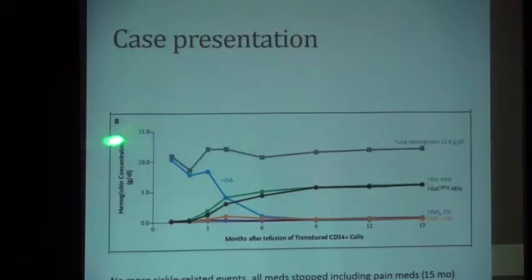And as well as seeing all these changes in his hemoglobin, the most important thing is he had no more sickle-related events, and all his pain medications had stopped by 15 months post the gene therapy.